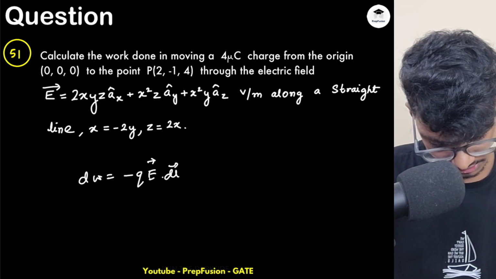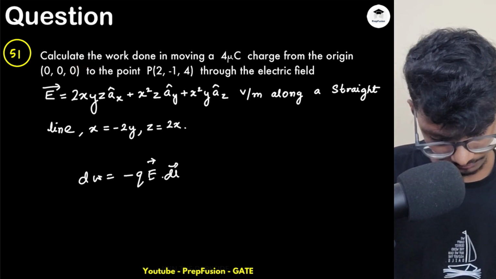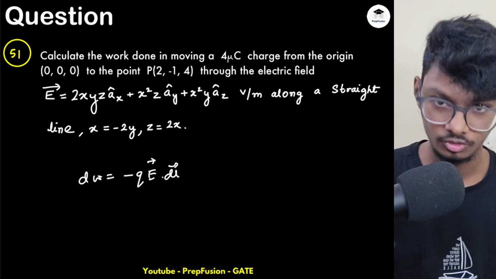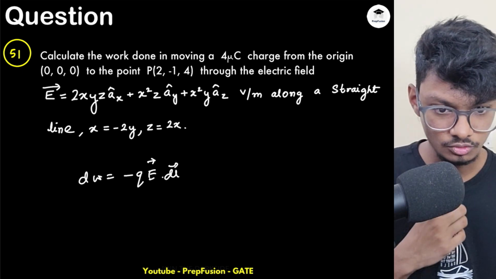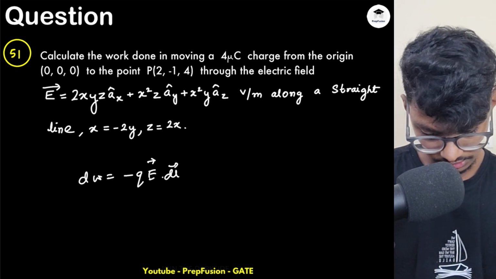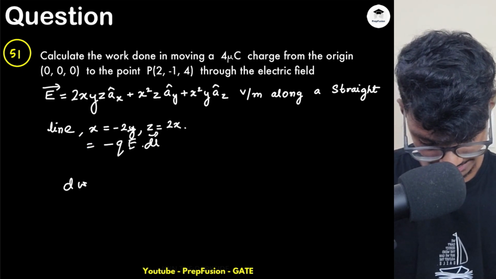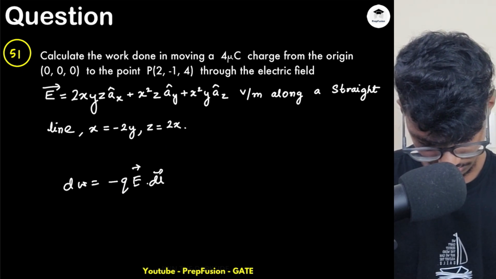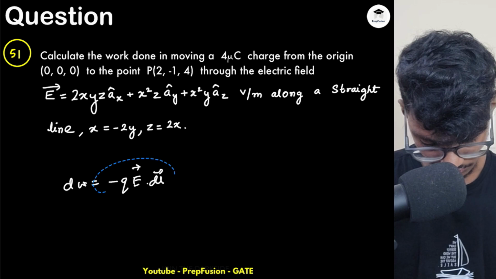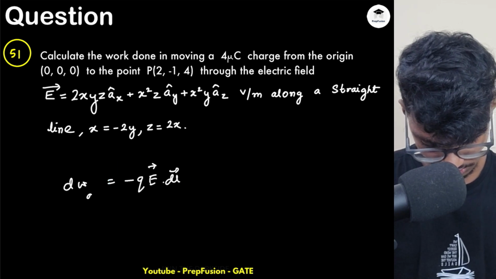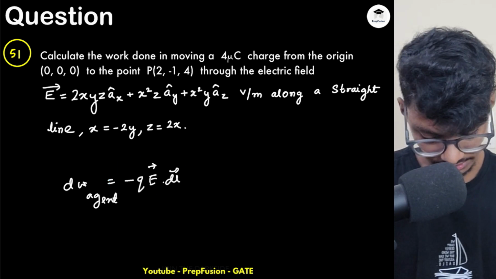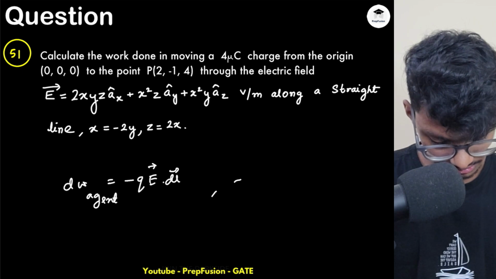Now calculate the work done in moving through the electric field. So it will be negative, it will not be positive, it will be negative, right? So here this is the work done due to the agent.